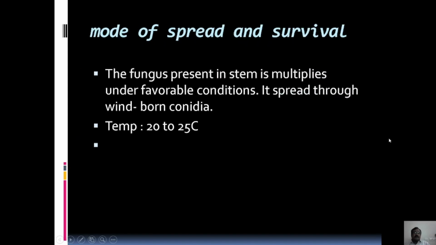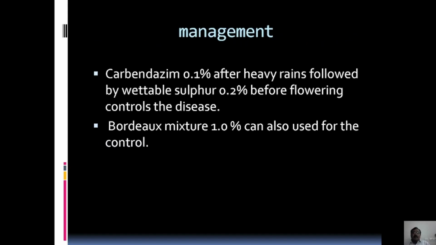The appendages are helpful in dissemination of the spores. The fungus is present in the stem and multiplies faster during favorable conditions, and spreads at a faster rate through wind currents. Temperature of 20 to 25 degrees Celsius mostly favors the multiplication of this pathogen. To manage this disease, apply carbendazim at 0.1% after the rains, followed by application of wettable sulfur at 0.2% before flowering, which is helpful in reducing the incidence, or even application of 1% Bordeaux mixture solution, which is also helpful in reducing the incidence level.